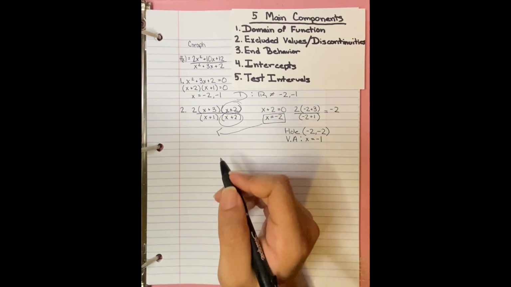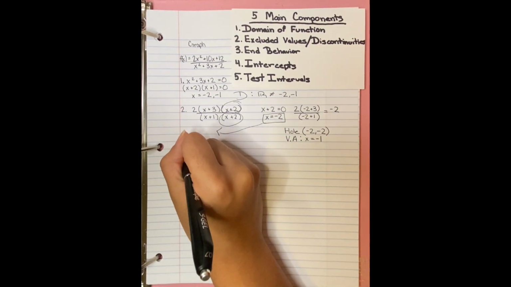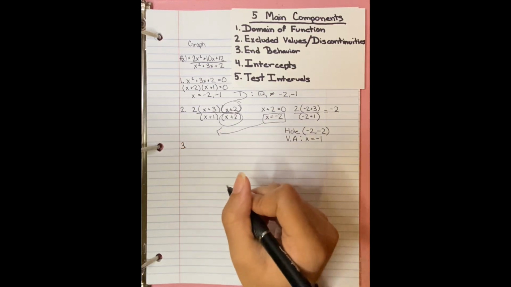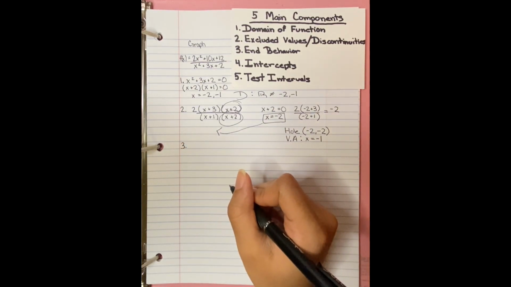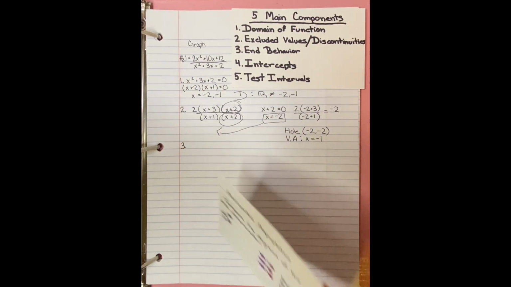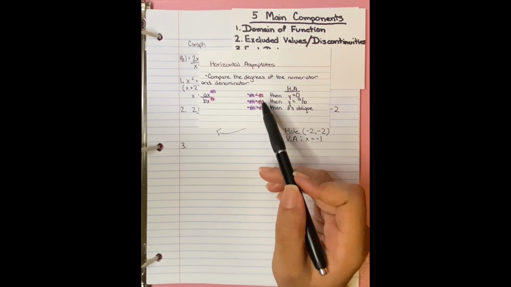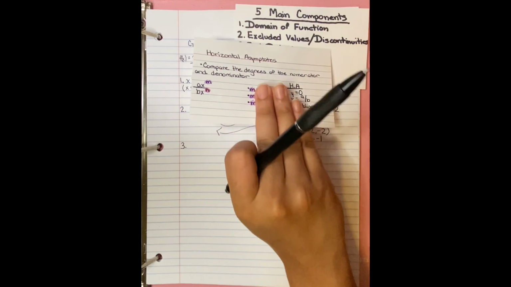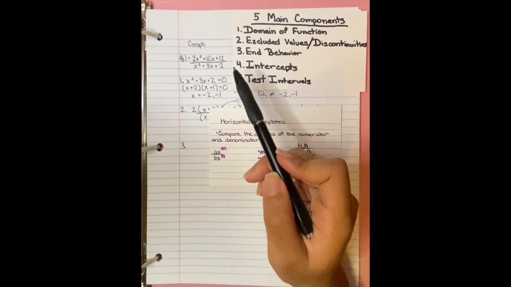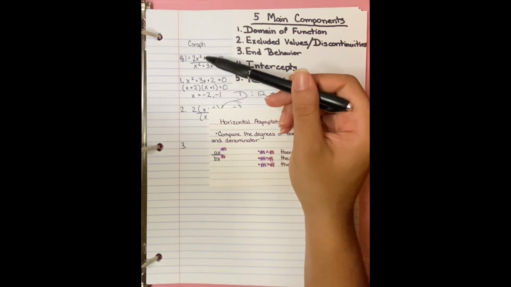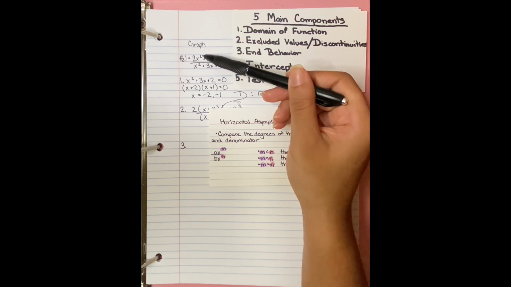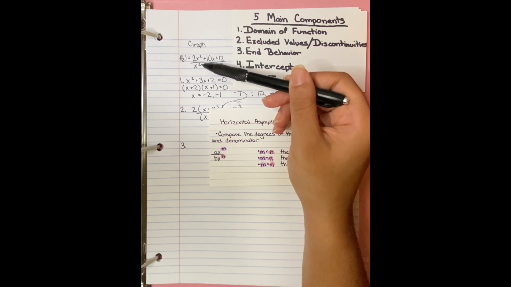So our third component is going to be solving for end behavior. Now when we solve for end behavior, we first look at our horizontal asymptotes. Now to solve for these, we're going to compare the degrees of the numerator and the denominator. And when doing so, we can see that in our equation, our highest degree is a 2 in the numerator, and our highest degree is a 2 in the denominator.